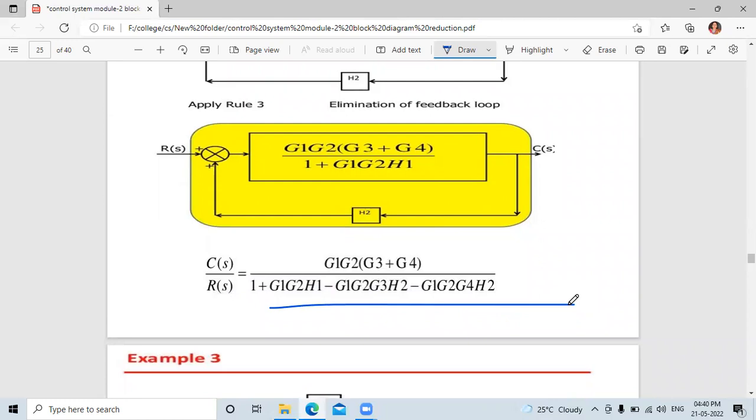In the next class, we shall discuss the signal flow graph, or some more problems on block diagram reduction only.